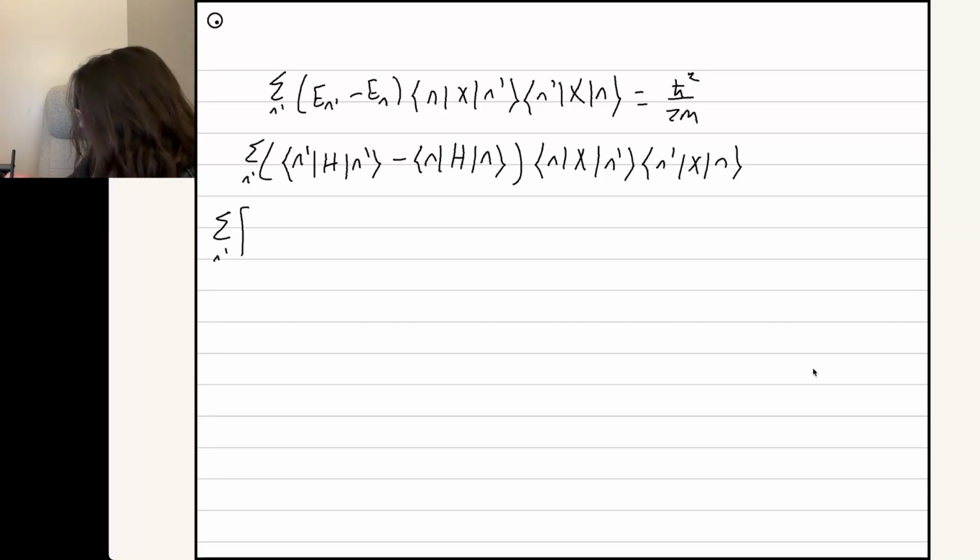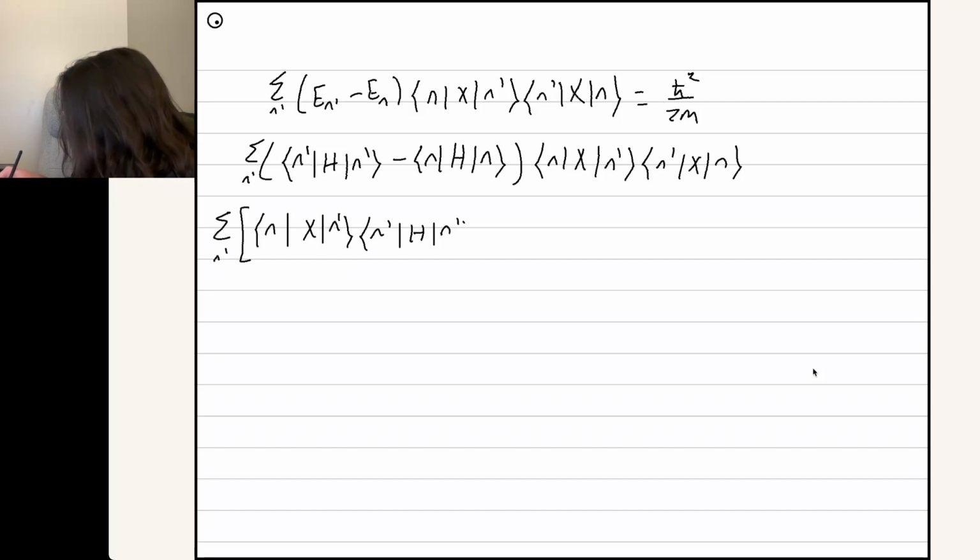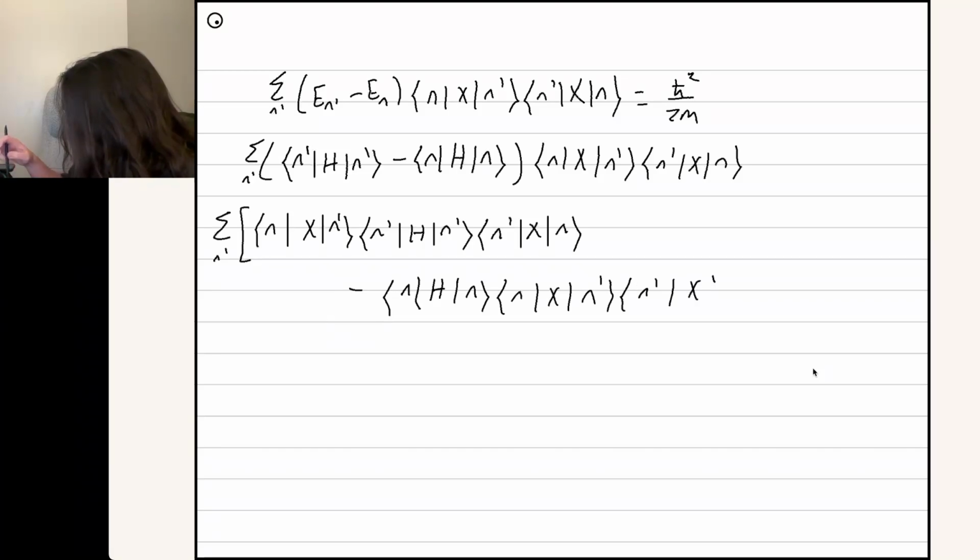I'm going to have the n prime H thing go in between the x matrix elements, actually. So that's n prime, n prime, H, n prime, x, n. And then the other one, I'm just going to have it stack on top of the rest of the junk, because that will suit our purposes just fine. Actually, that's the only way it suits our purposes.